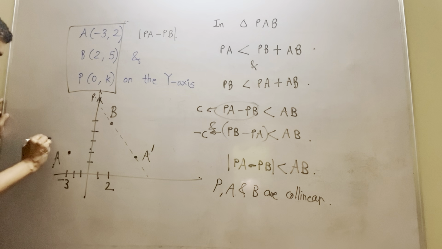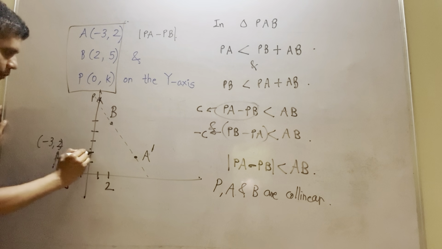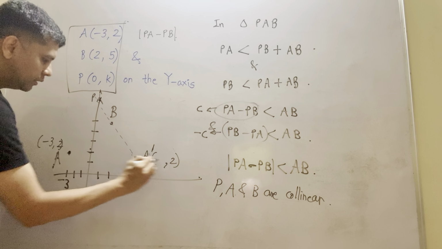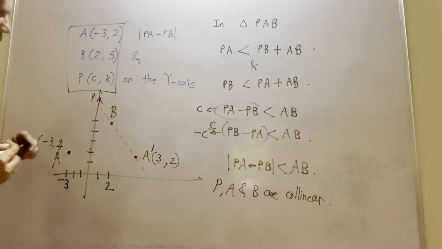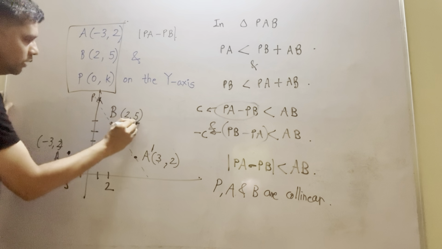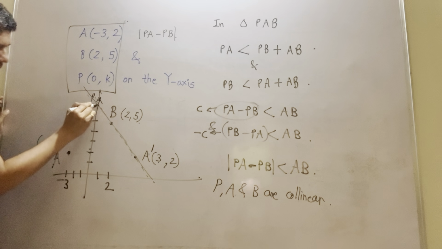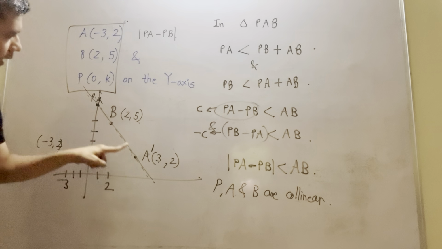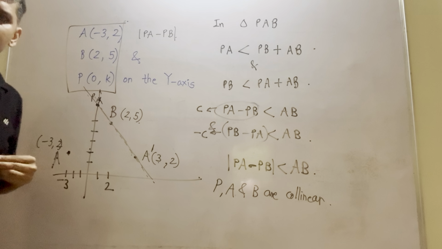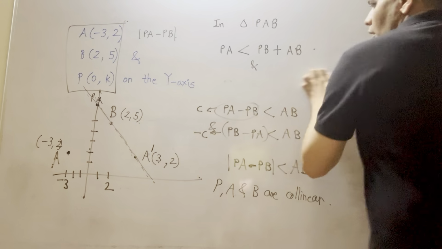Now what was A? A was minus 3, 2. I'm finding the reflection of A about the y-axis. So where does it go? When I take the reflection, the height remains the same, it is 2, but the x coordinate changes from minus 3 to plus 3. Now as you can see, this is 2 comma 5. P, A dash and B are collinear. So if you want to find P, it is precisely the intersection of line A dash B with the y-axis, right? I believe all of you understood this and you have finished writing this part.